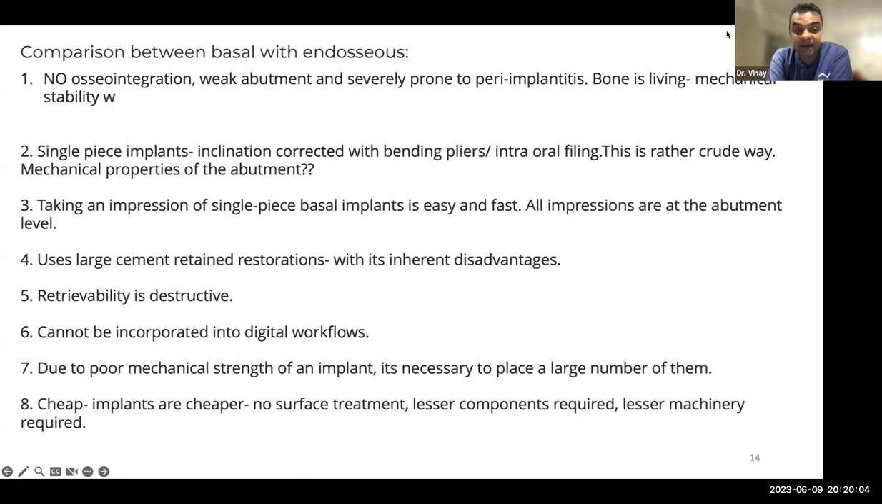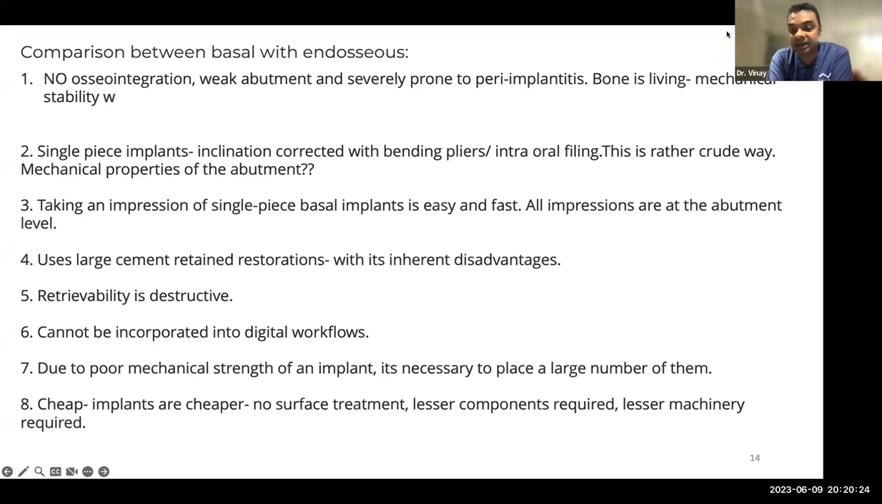Then it uses large cement-retained restorations. And we know large cement-retained restorations have their own disadvantages. The gold standard is screw-retained restorations for retrievability, for cleanliness, for long-term stability. And that is clear in the literature. All literature. Yeah, almost. Yes, exactly.